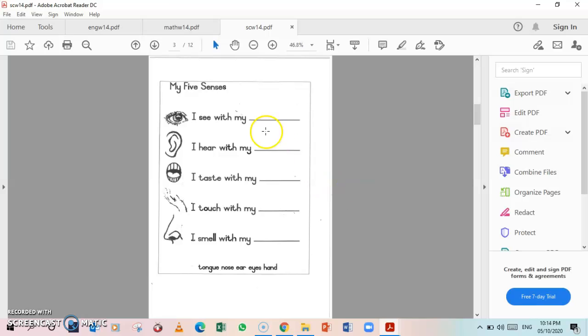So, what you have to do for this activity is complete, okay, the sentences using the words down below. I see with my eyes. So you will write eyes and full stop. That is all you have to do for today's science.